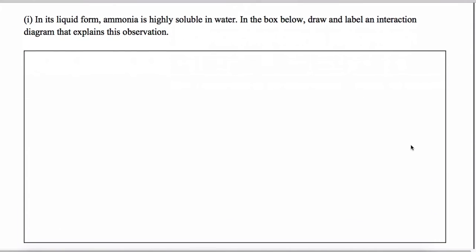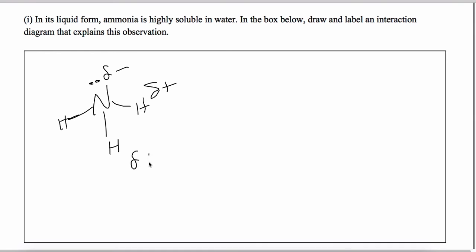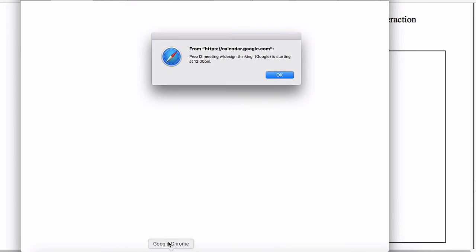In its liquid form, ammonia is highly soluble in water, so draw and label an interaction diagram for that. So we know that ammonia is polar, so that means that you're going to get partial positives and partial negatives here. The partial charge is due to the sharing of electrons, and the negative means that those electrons are actually closer to the nitrogen than the hydrogen.